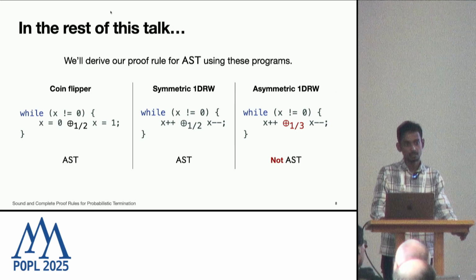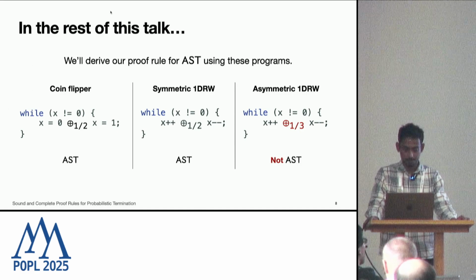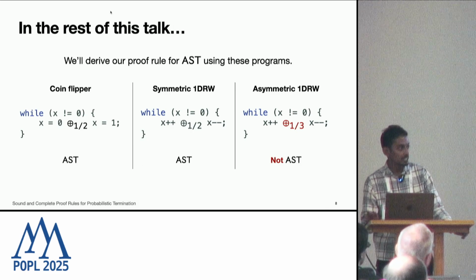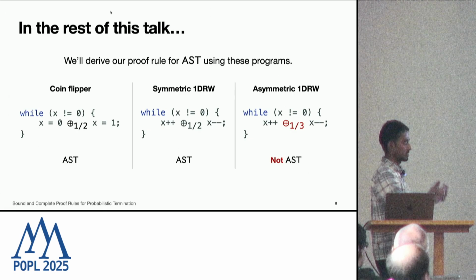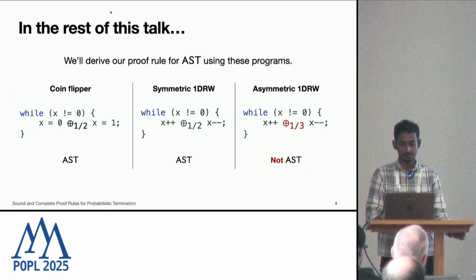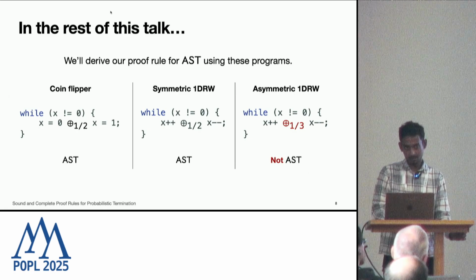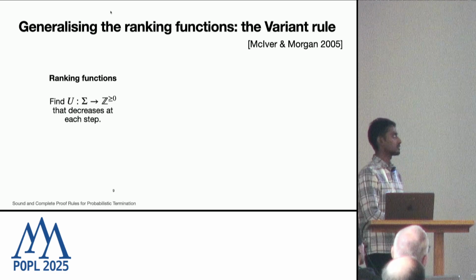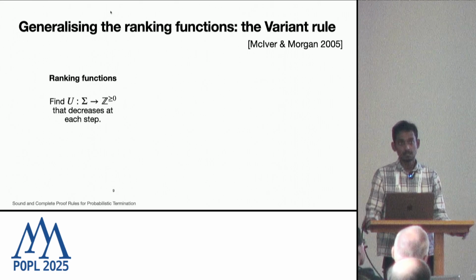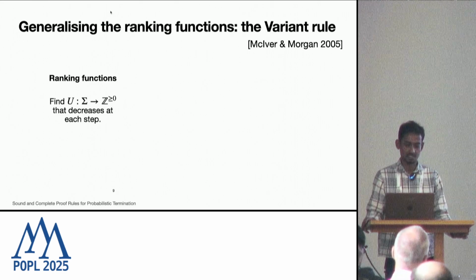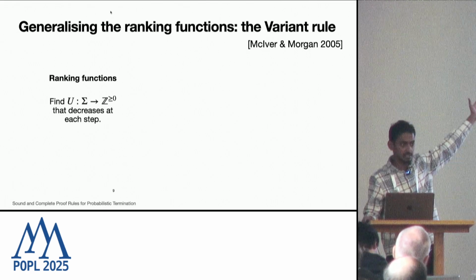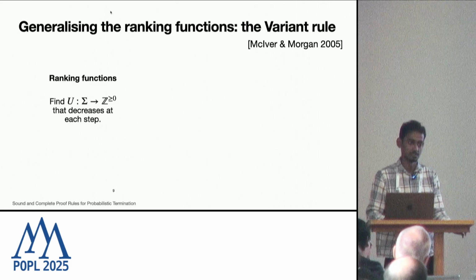All right? And how I will derive our proof rule is, well, I'll start with an earlier proof rule, and I'll try to fix it so that it can actually apply for all three of these programs. All right? And what is this earlier proof rule? Well, this is the proof rule by Annabelle McIver and Carroll Morgan that I mentioned earlier that was complete for finite state systems. Right? This is called the variant rule, and it generalizes the ranking functions that I talked about earlier as well.